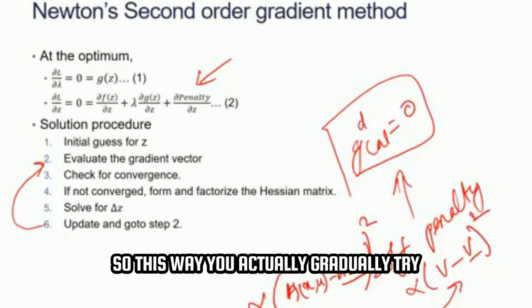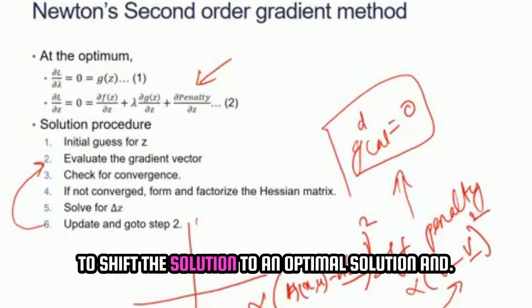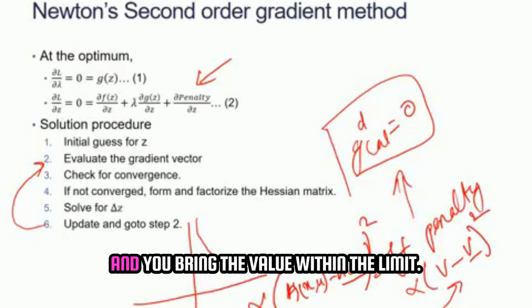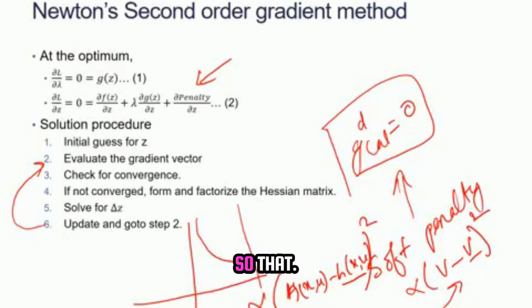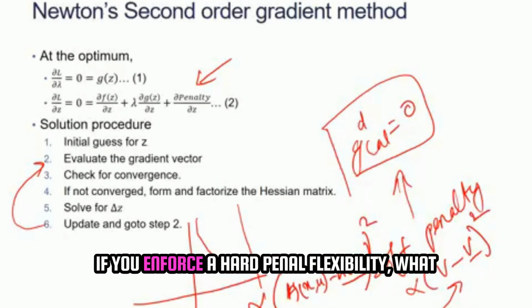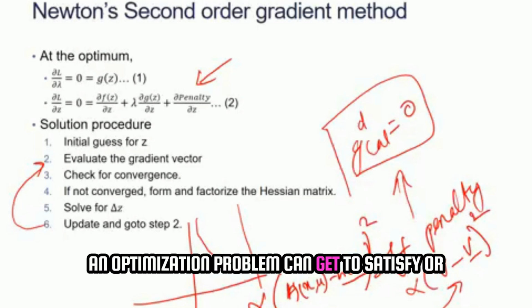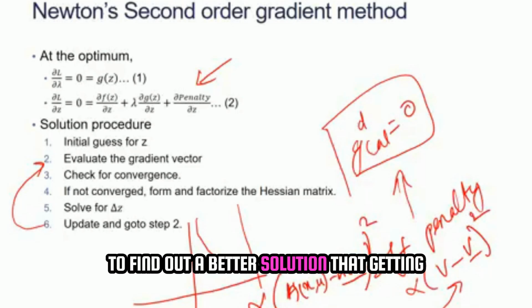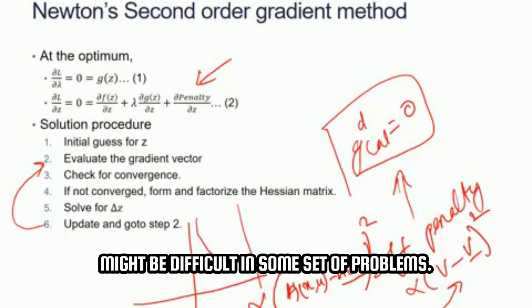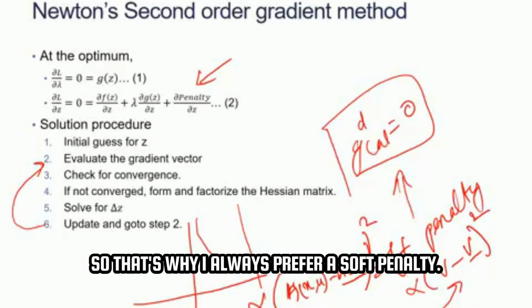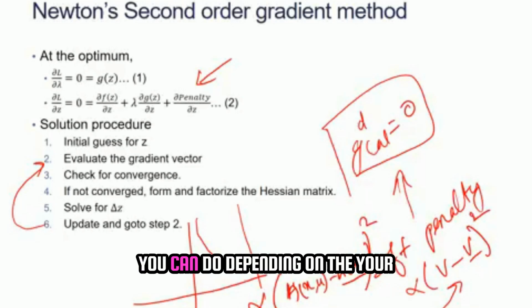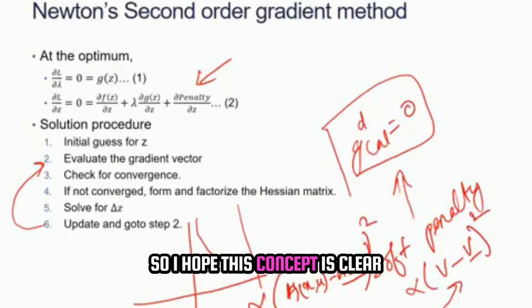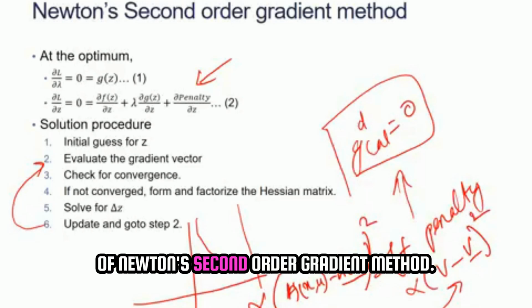This way you gradually shift the solution to an optimal solution, and you bring the value within the limit. That is very useful. If you enforce a hard penalty, then the flexibility an optimization problem needs to satisfy the constraints or to find a better solution might be difficult to get in some problems. So that's why I always prefer a soft penalty, but depending on the problem you're solving, you can choose. I hope this concept of Newton's second order gradient method is clear.